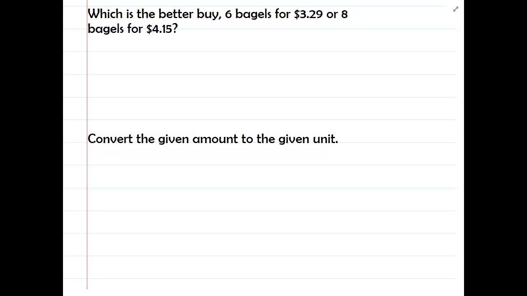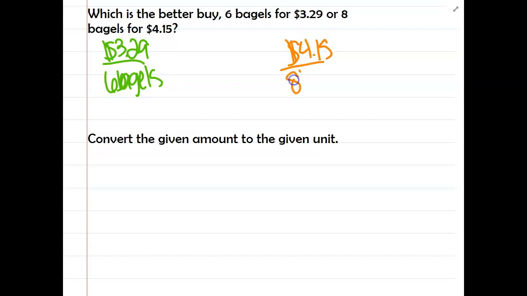So the first thing I need to do is write each of these as a rate. Now, for rates, if it's cost, you're going to write it as cost per item. So for the first one, and sometimes it's not given to you that way, it's 6 bagels for $3.29. So I'm going to say $3.29 for 6 bagels. The other rate is 8 bagels for $4.15. So it's $4.15 for 8 bagels.